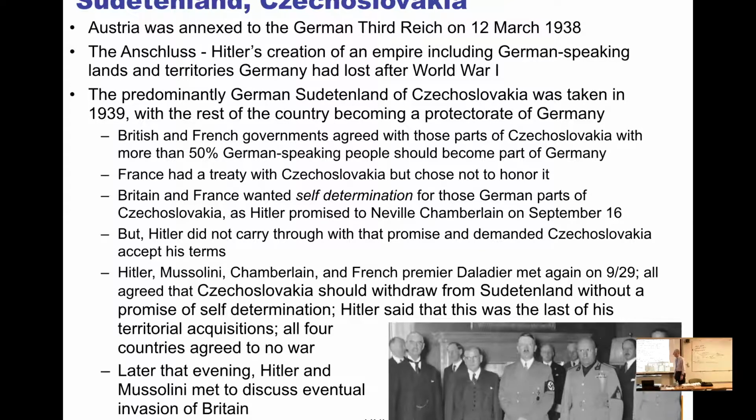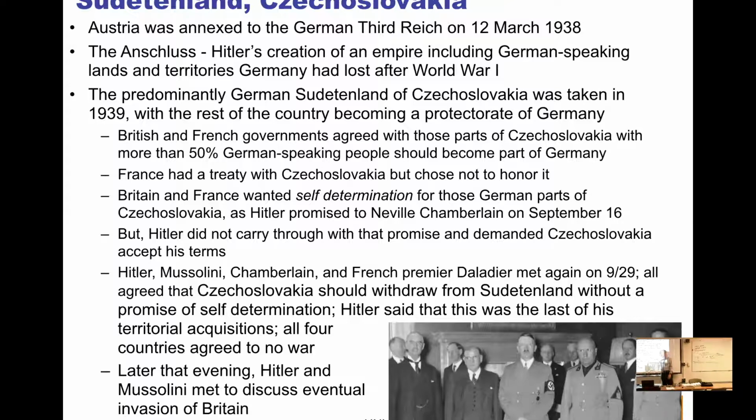They met: Mussolini, Hitler, Chamberlain, and must be Daladier of France. Hitler said, okay, this is the last piece that I want. They disagreed that there was no self-determination in that German part of Czechoslovakia. Hitler said, okay, but that's all I'm going to take. Of course, all four of these countries agreed there'd be no war.